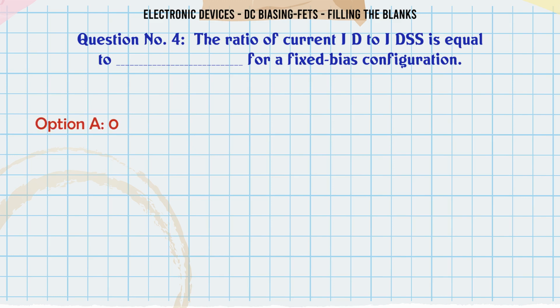The ratio of current ID to IDSS is equal to, for a fixed bias configuration, A. 0. B. 0.25. C. 0.5. D. 1. The correct answer is 1.